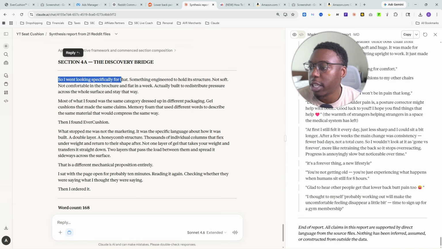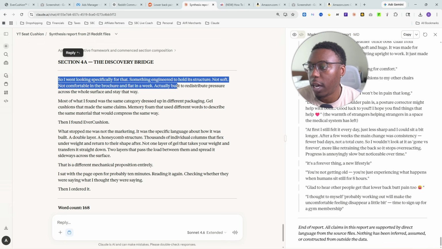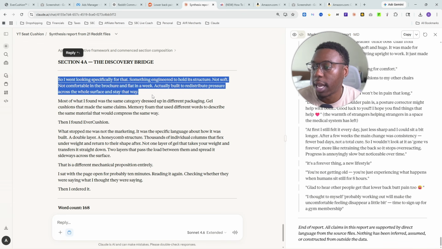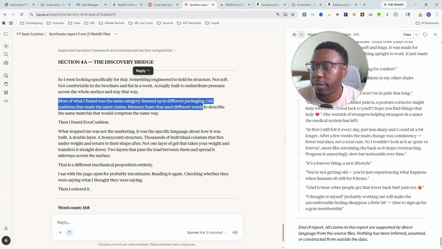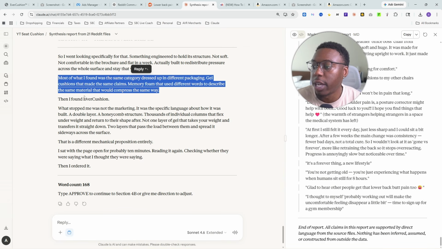So I went looking specifically for that. Something engineered to hold its structure, not soft, not comfortable in the brochure, and flat in a week. Actually built to redistribute pressure across the whole surface and stay that way. Most of what I found was the same category dressed up in different packaging. Gel cushions that made the same claims, memory foam that used different words to describe the same material that would compress that way. Then I found EverCushion.